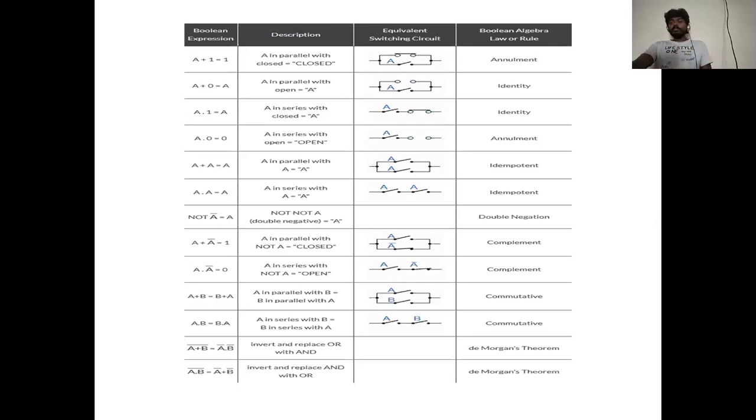And next is the important one, that is called De Morgan's theorem. A plus B the whole bar equal to A bar into B bar. And last is the other theorem, theorem 2 in De Morgan's law, that is A into B the whole bar equal to A bar plus B bar, right?